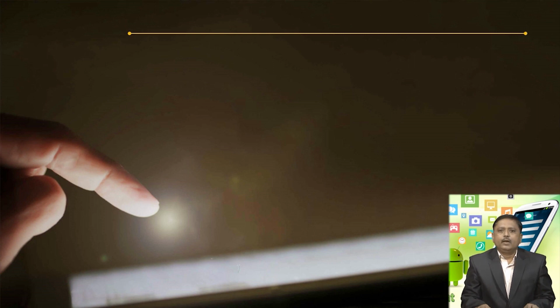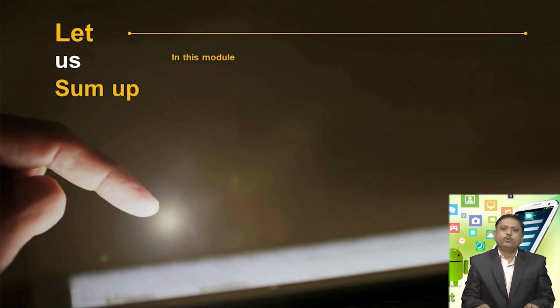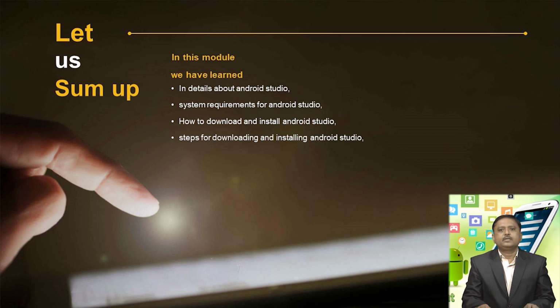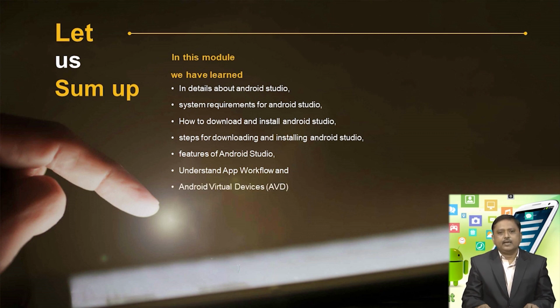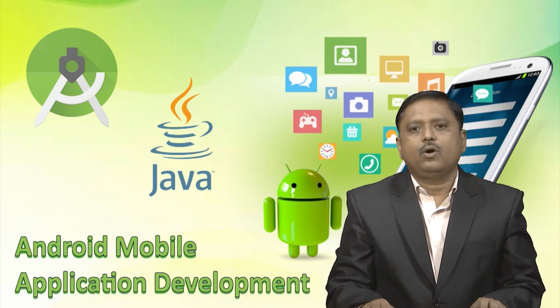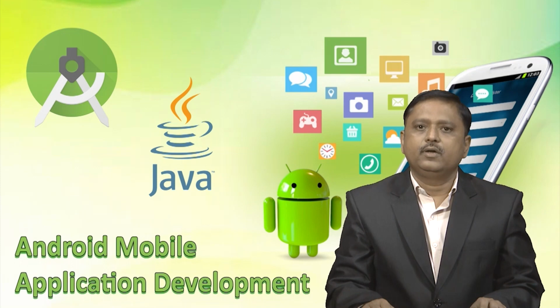So, let us sum up. In this module, we have learned in details about Android Studio, system requirement for Android Studio, how to download and install Android Studio, steps for downloading and installing Android Studio. We have discussed in detail features of Android Studio, and we have understood application development workflow. And in last, we have understood what is Android Virtual Device and how to test your application on a physical device or real device.